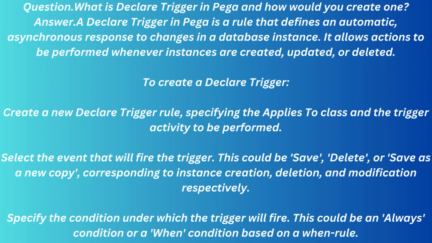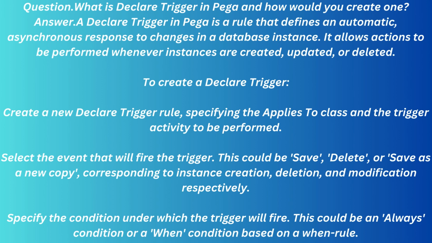Question. What is declare trigger in Pega, and how would you create one? Answer. A declare trigger in Pega is a rule that defines an automatic, asynchronous response to changes in a database instance. It allows actions to be performed whenever instances are created, updated, or deleted. To create a declare trigger, create a new declare trigger rule, specifying the applies to class and the trigger activity to be performed. Select the event that will fire the trigger.